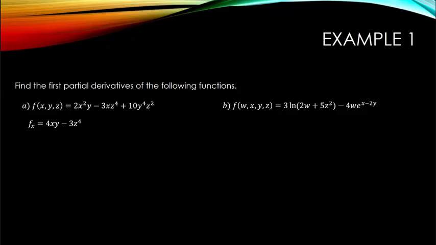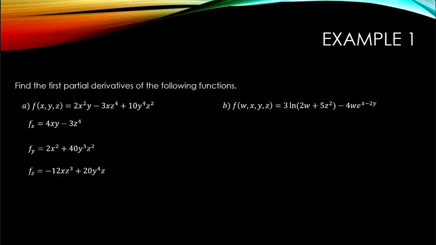For my function with three independent variables, my fx will be equal to 4xy minus 3z to the fourth. Notice that the third term in my function, 10y to the fourth z squared, has no x in it. It's all a constant, and the derivative of a constant is 0. So I only have two terms in my partial derivative with respect to x. Fy is equal to 2x squared plus 40y cubed z squared. In this case, the second term is entirely a constant, and I'm only left with two terms in my partial derivative with respect to y.